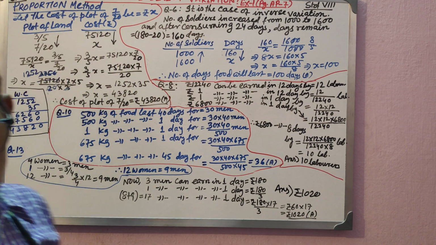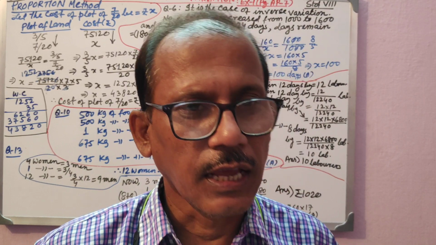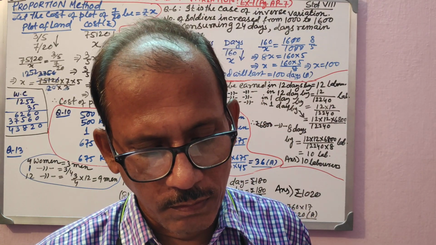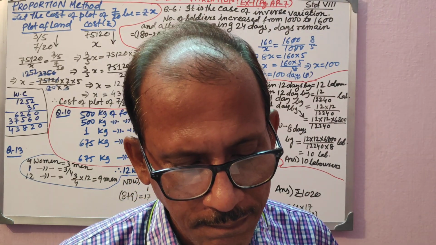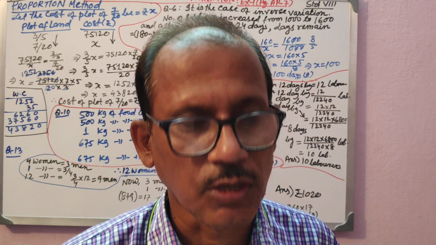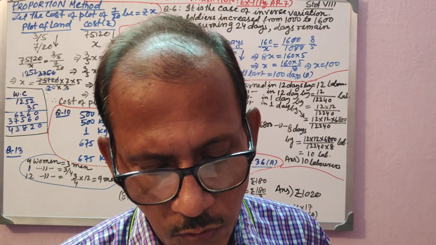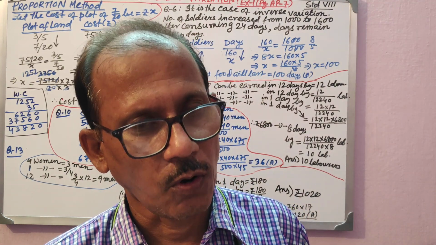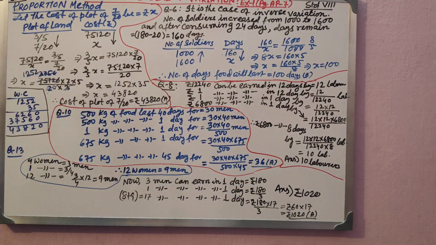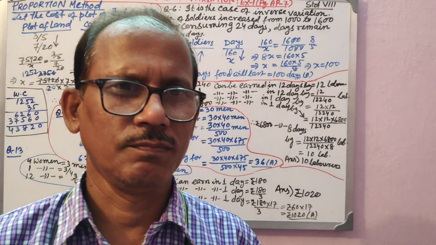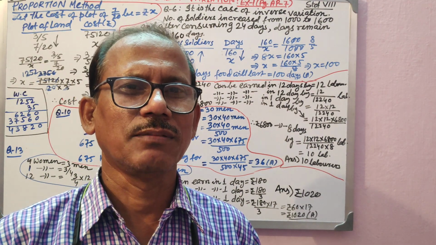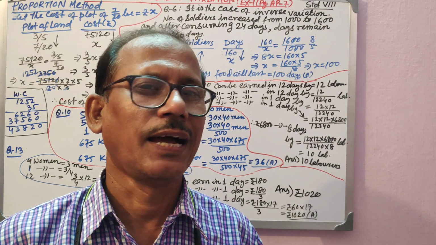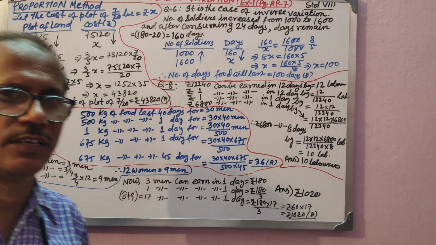If question number 3 said to you that 3 by 5 of a plot of land costs rupees 75,120, then what will be the cost of 7 by 20 of the plot of land? Could you understand that? Simple sum only. Definitely the cost will be more. Cost related, maximum time it will be more only. That will be direct variation. It's a case of direct variation first of all.